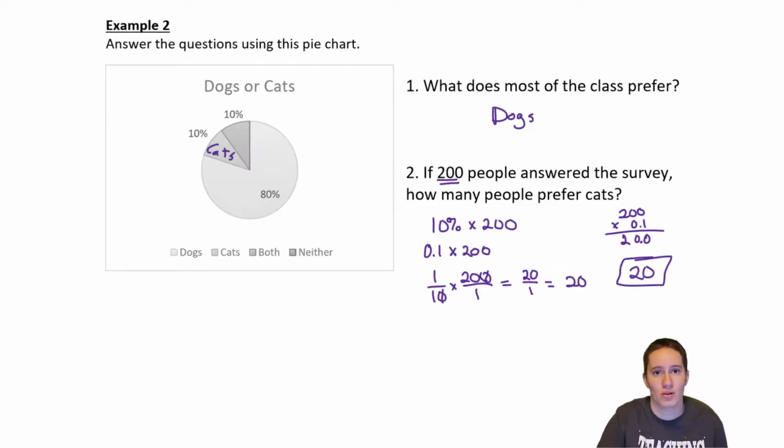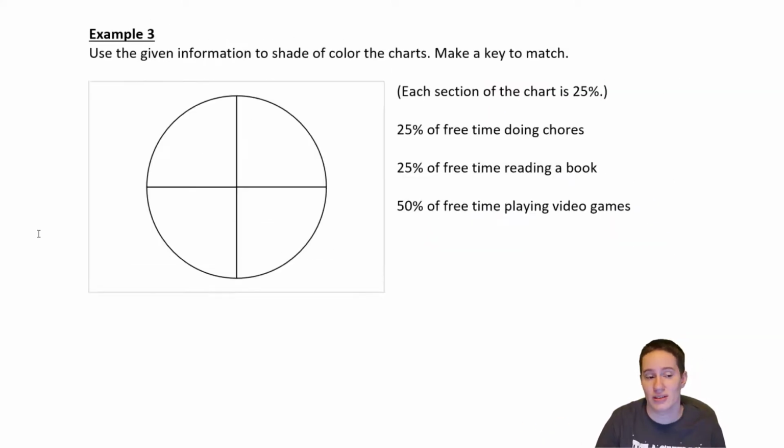If 200 people answered the survey, which they didn't, then 20 are what preferred cats. I picked 200 because it was a number I knew would work out nicely for our math. I could have picked anything. Only 10 people actually answered the survey. So, whatever.